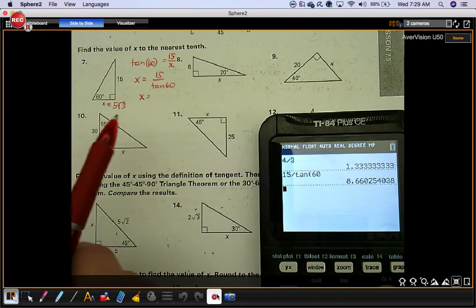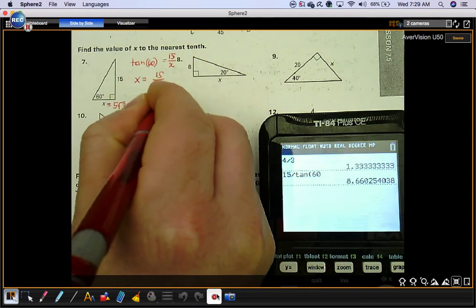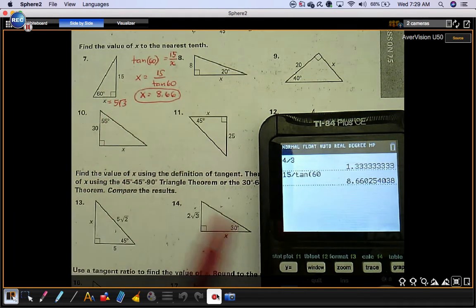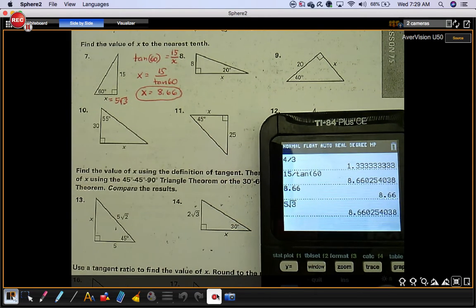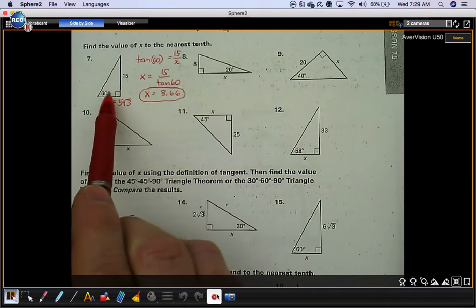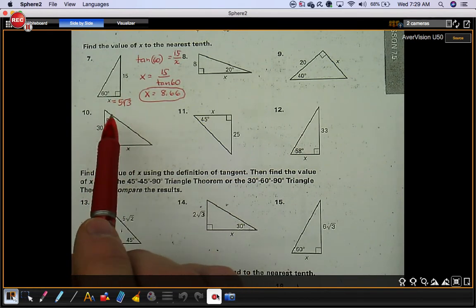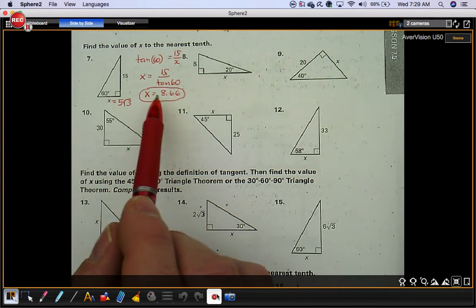8.66. Now they say round to the nearest tenth. I always like to do nearest hundredth. 8.66. Now what is 5 square roots of 3? It better be this same exact number. There you go. It's the same number. So obviously if it's a 30-60-90, you can still use the skills that you know. Notice how I got that answer in about half a second. This took a little bit longer, but it's a new process, so notice how this process does match that one.